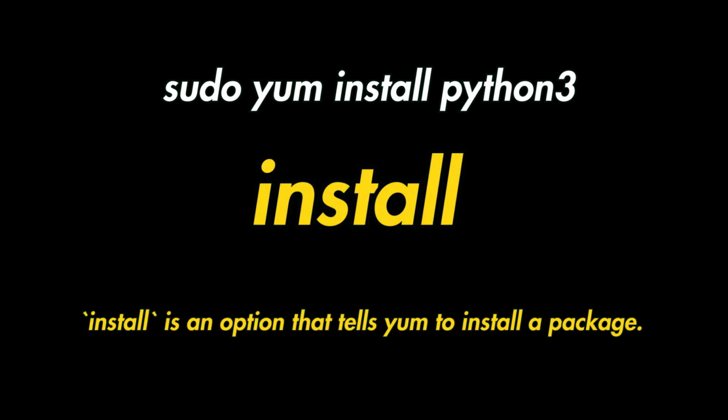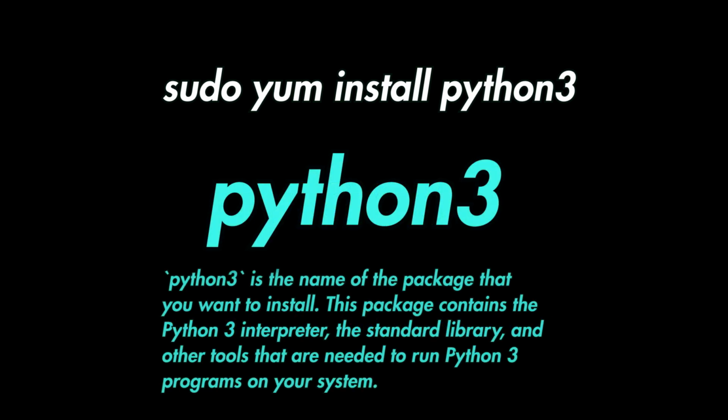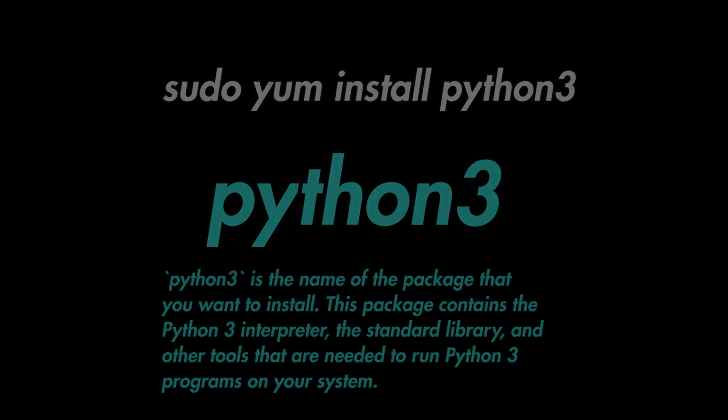Yum is the default package manager for Red Hat-based Linux systems, such as Red Hat Enterprise Linux and CentOS. It is used to install, update, and remove packages on these systems. Install is an option that tells yum to install a package. Python 3 is the name of the package that we wish to install. This package contains the Python 3 interpreter, the standard library, and other tools that are needed to run Python 3 programs on your system.